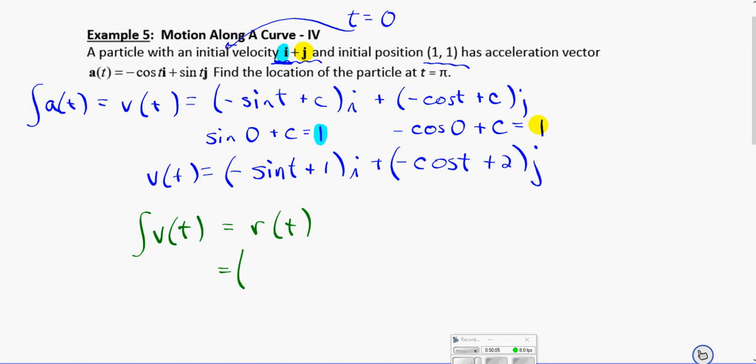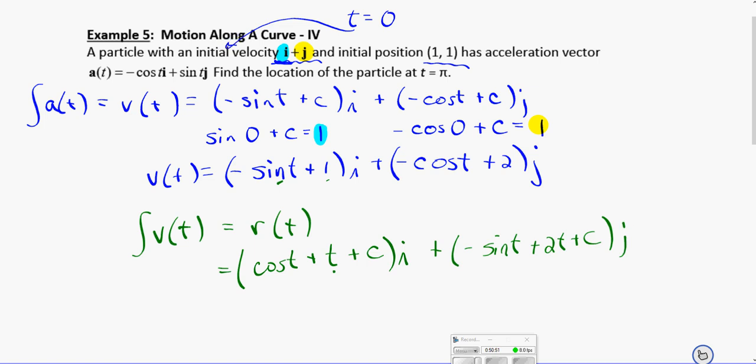The antiderivative of negative sine t is cosine t. The antiderivative of 1, say it with me, plus c. Because the antiderivative of sine is negative cosine, the opposite of negative cosine is positive cosine. The antiderivative of 1 is t. The vertical component, the antiderivative of negative cosine is negative sine, plus 2t, say it with me, plus c.